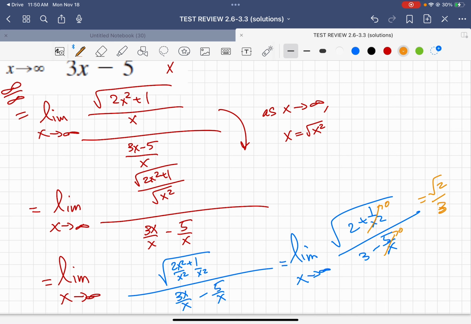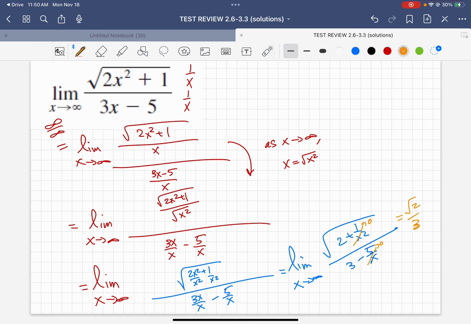So that means that our original function, the square root of 2x squared plus 1 over 3x minus 5, has a horizontal asymptote at y equal to the square root of 2 over 3.